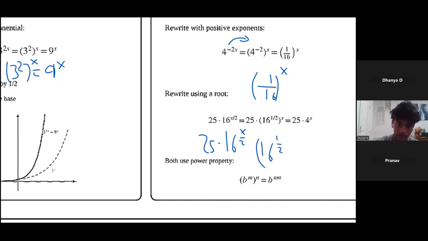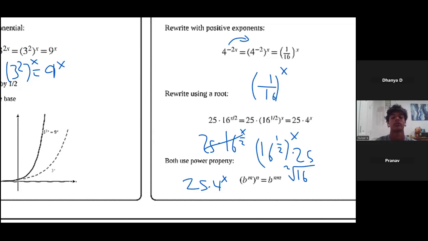Let's cross this out now. Times 25. And then 16 to the power of 1/2 is the same as, let's use our law. It's going to be 16 to the power of 1 on the inside. And then the outside is going to be just 2, which is just a square root. So 4. So it's going to be 25 times 4 to the x. And yeah, it's right. Both of these use the power property.